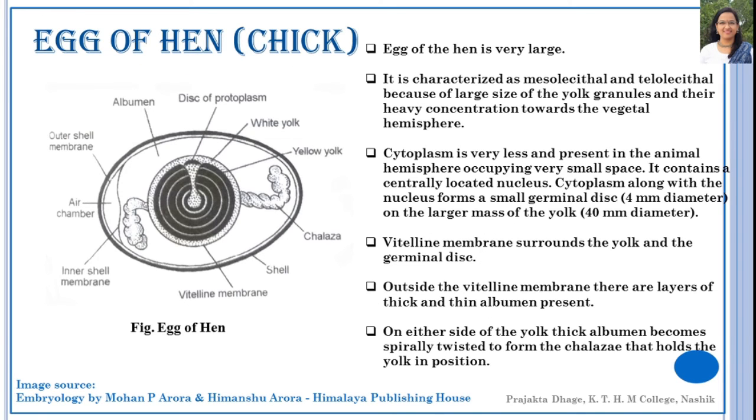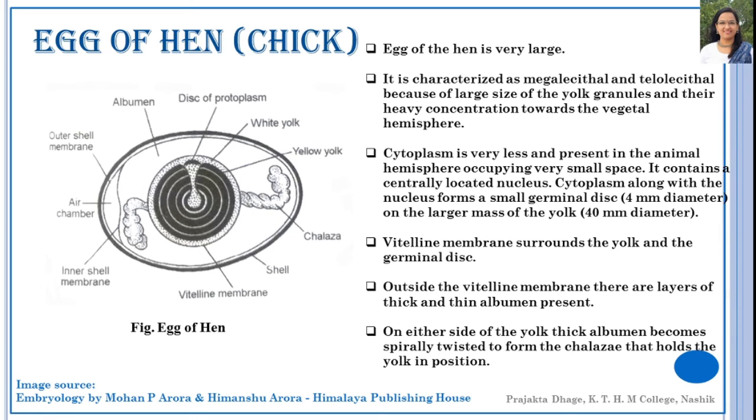Now let's move on to the other kind of egg, megalecithal and telolecithal. We already know what megalecithal is: the size of yolk granules is very large. Telolecithal is because the yolk is concentrated highly towards the vegetal pole. Here the cytoplasm is very little and is present in the animal hemisphere, occupying a very small space. This region contains a very small, centrally located nucleus.